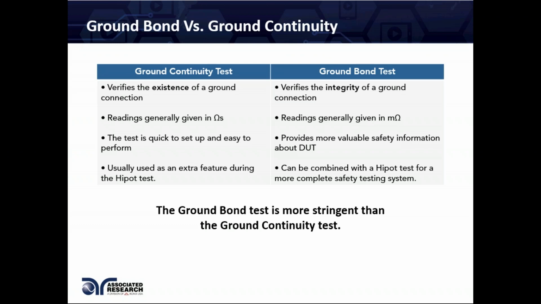And again, in the end, the ground bond test is more stringent than the ground continuity test. Hence, we've seen this change in trend over the years where different industries have adopted running a ground bond test on production units.